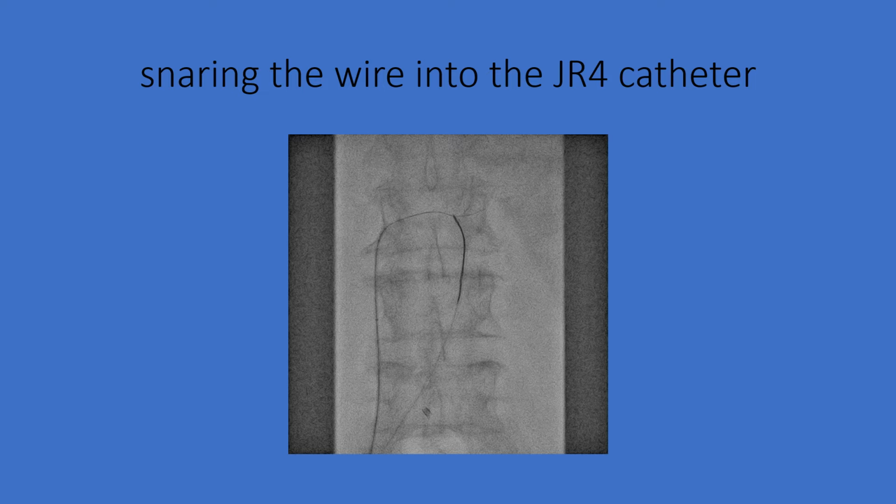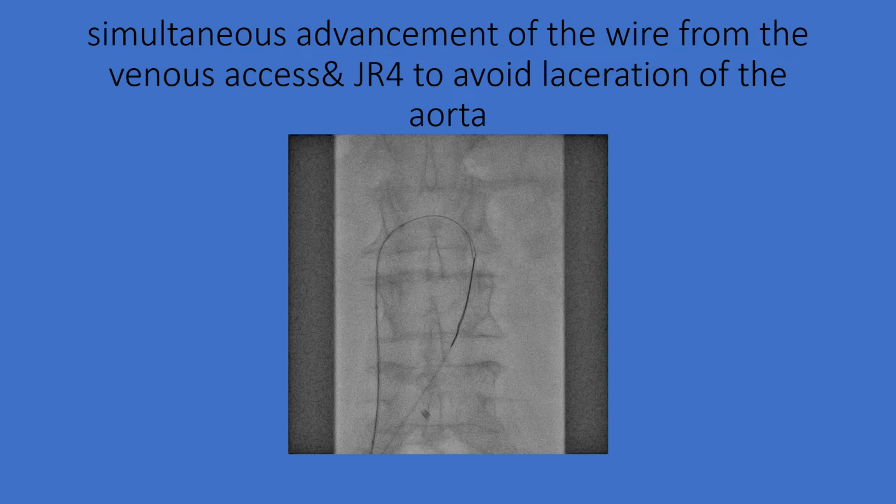This is the continuation of the previous slide, whereby the wire is pulled into the catheter placed in the aorta. It is very important, once the wire is snared into the JR catheter, that somebody advances the wire at the same time as the other person advances the JR4 catheter, in order to avoid the laceration of the aortic wall.